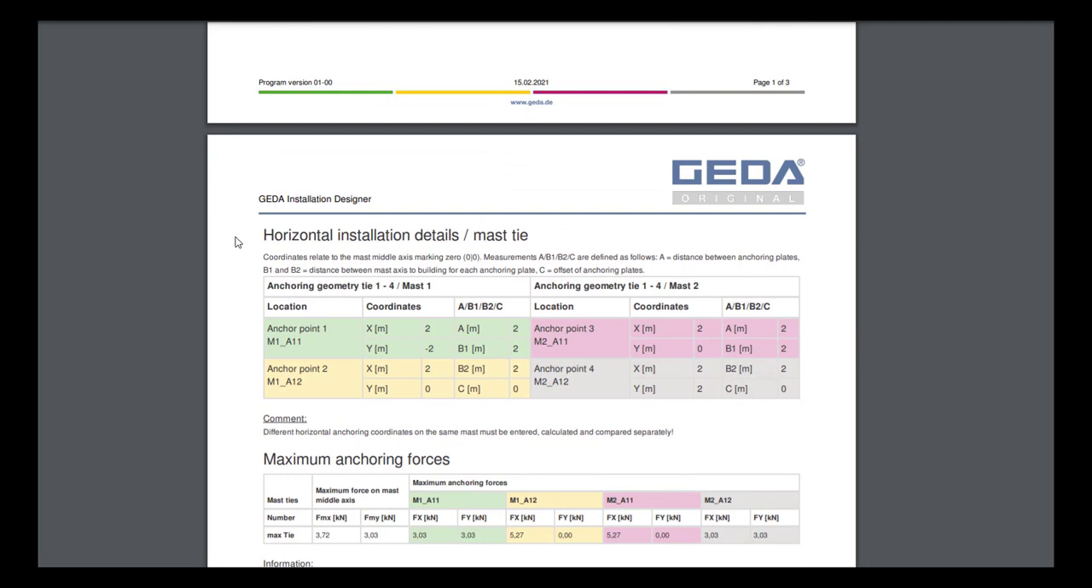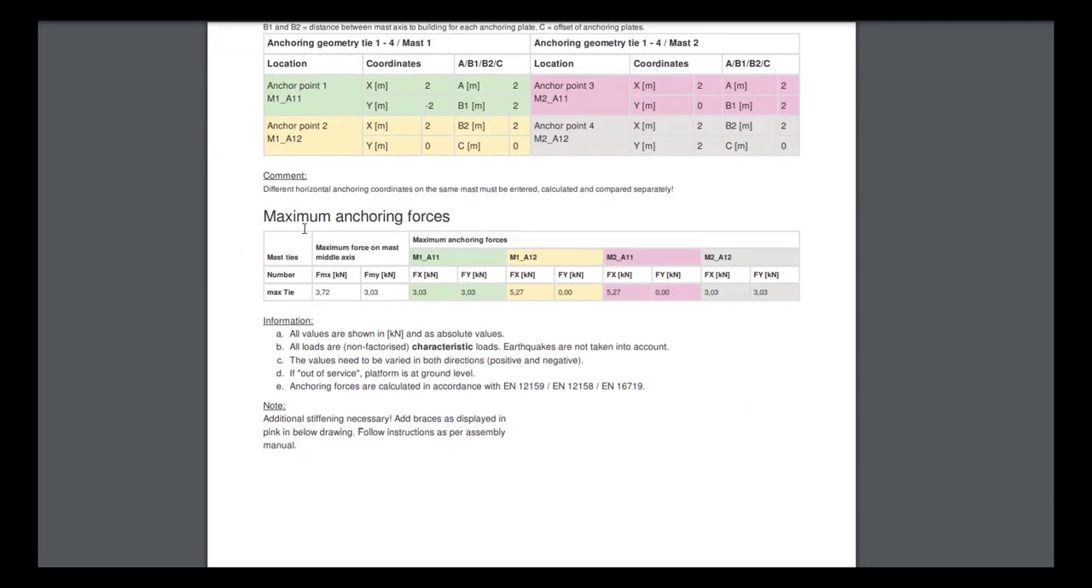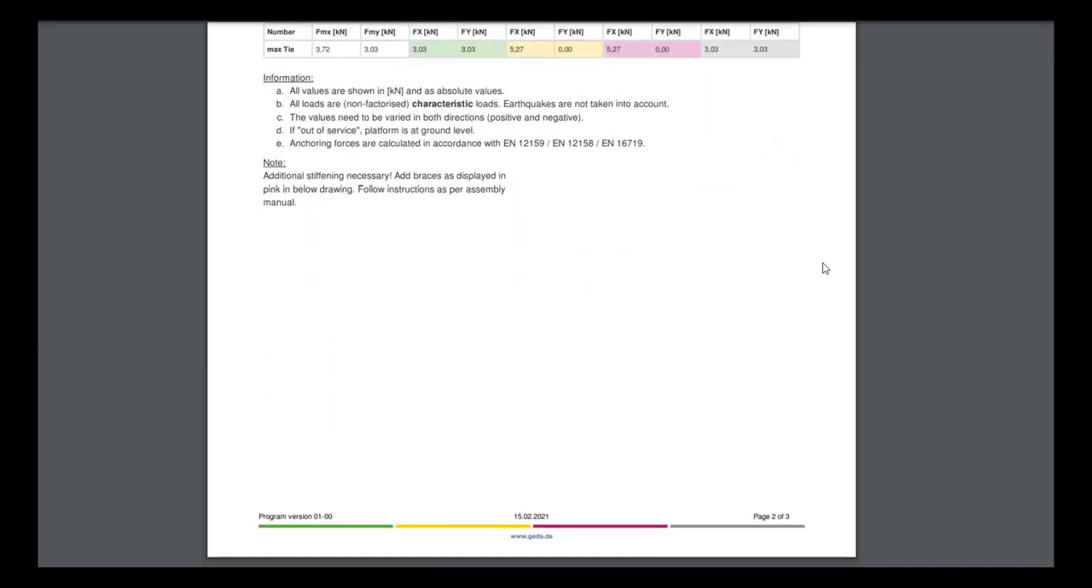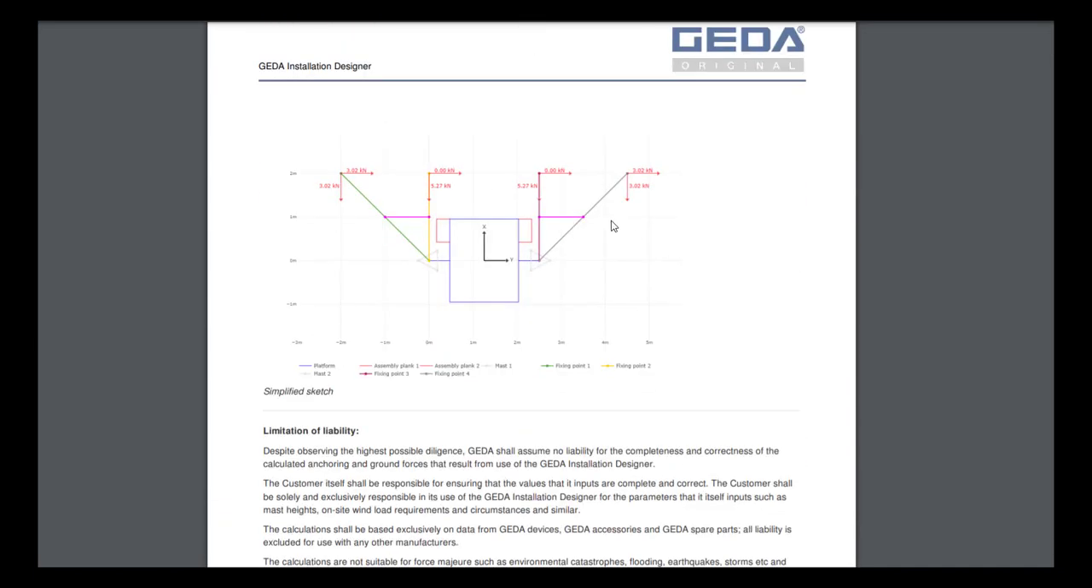you can see the horizontal installation details and the maximum forces that appear on the building. All of the 4 maximum forces are shown in a different color. This makes it possible to identify the corresponding force on the next page in the diagram. You can see again the anchor pipes, the resulting forces, and the stiffener pipes.